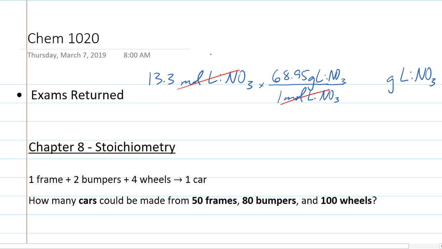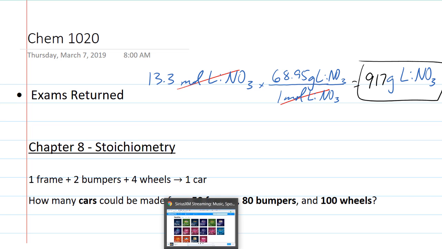So these here are going to cancel out. We then calculate that answer. We take the 13.3, multiply it by the 68.95. Rounding it off to 3 significant figures, we wind up with an answer of 917. Any questions on this one here?